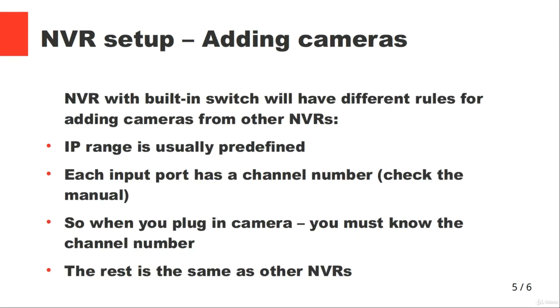With NVR, which have those built-in switches, you will have slightly different rules for adding cameras. Because IP range is usually predefined, each input port has a channel number. You have to check that in manual. So when you plug in the camera to one of the ports at the back, you must know the channel number to which you are adding camera. The rest is the same as for other NVRs.